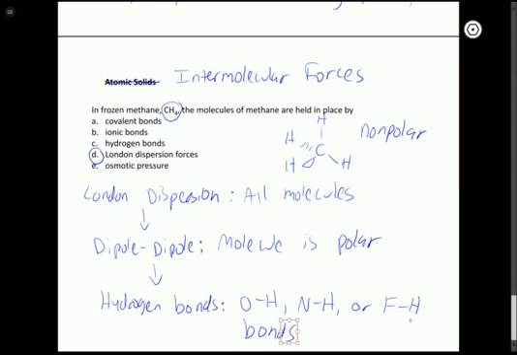So covalent bonds, remember, these are not an IMF. That holds the atoms together in each molecule, but is not an intermolecular force, that is an intramolecular force. Ionic bonds, this is not an ionic compound, of course. Hydrogen bonds, as we said, the hydrogen would have to be bonded to oxygen, nitrogen, or fluorine. And then finally, this last one, osmotic pressure. That's something you'll learn about in Chem 2, but has nothing to do with intermolecular forces, so we can throw that out and not talk about that anymore for now.